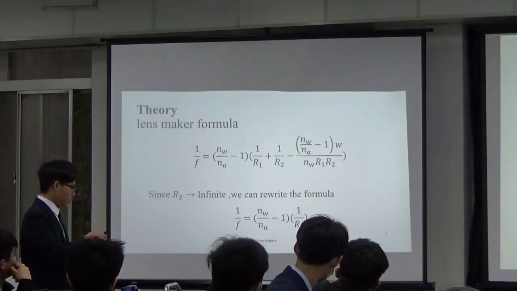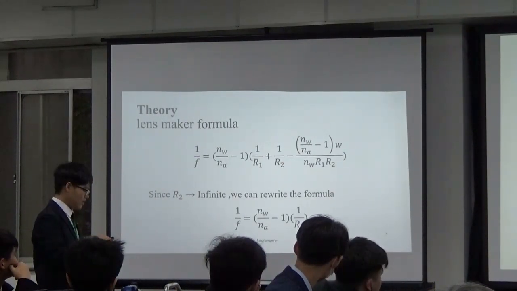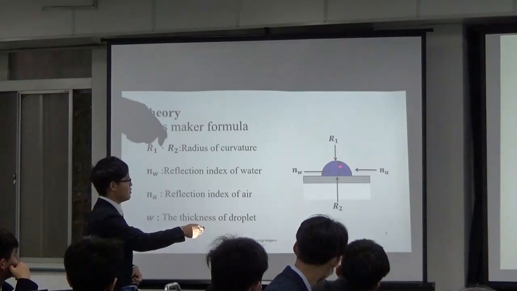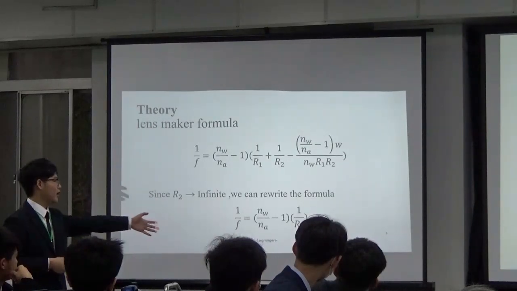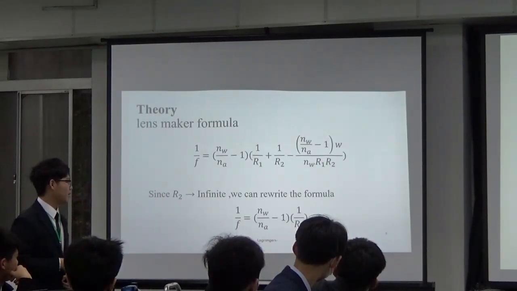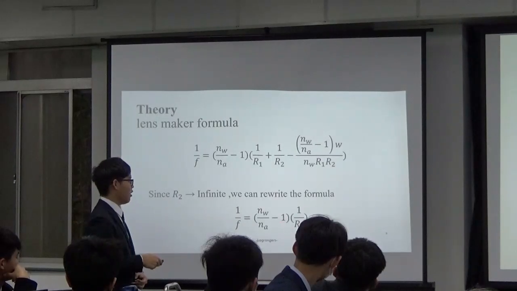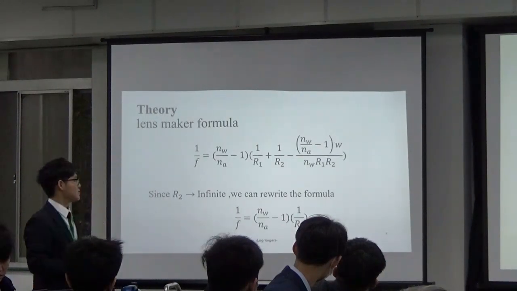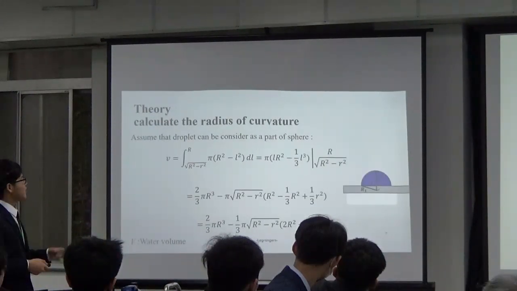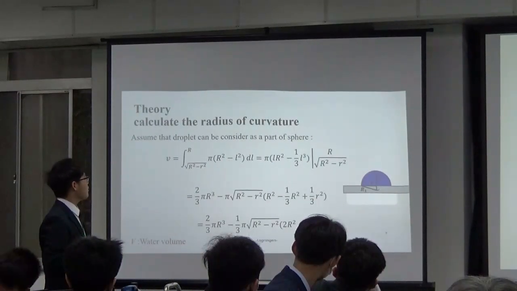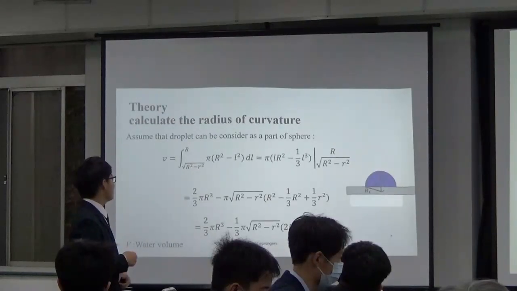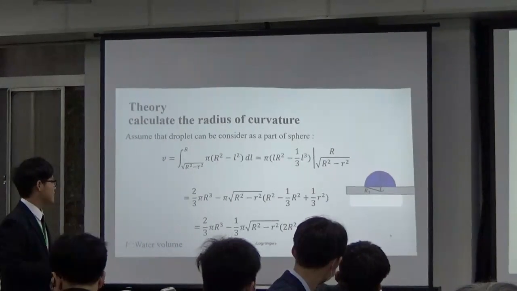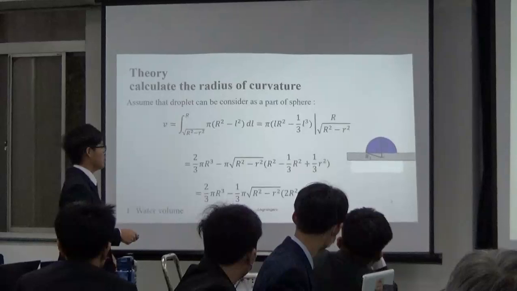Since R2 is almost infinite, as this is a flat surface, we can rewrite the formula as this. So we can find the correlation between R1 and the focal distance, and so we can calculate the radius of curvature. We assume that the droplet can be considered as a part of a sphere. So we can calculate the volume and its correlation with the curvature right here. It's just integration.